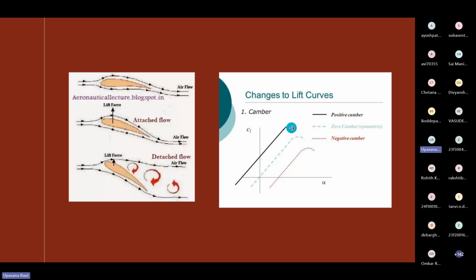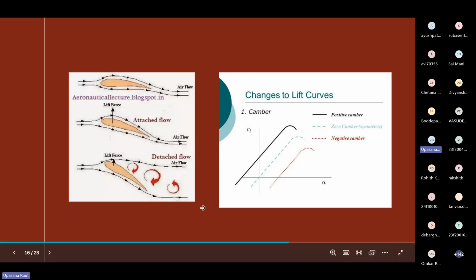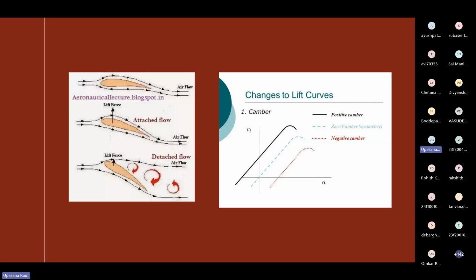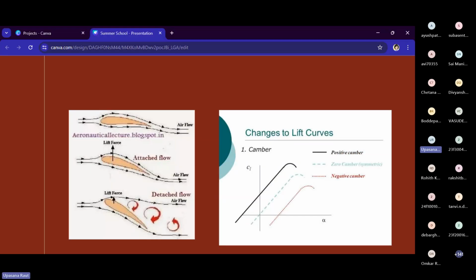But every airfoil will have a critical angle of attack. Beyond that, the angle of attack should not exceed it, or else there would be instability in the airfoil. Any questions?